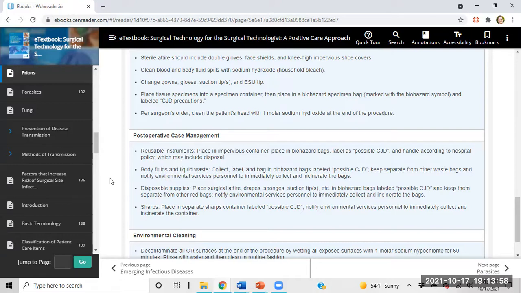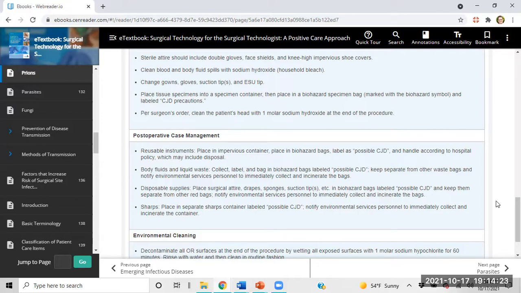If we're looking at body fluid and liquid waste, those are going to be collected, labeled, and bagged in biohazard, and you're going to label that with that possible CJD. Those are going to be kept separate from your normal waste bags, and then notify environmental services, because they will immediately come and collect that and incinerate those bags.